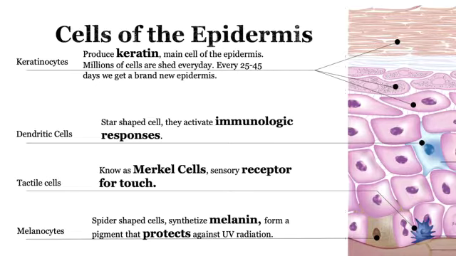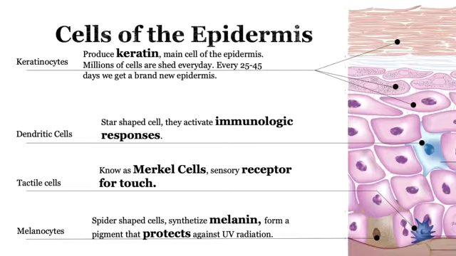Following these dendritic cells, we have tactile cells. This is what we call Merkel cells, or receptors for touch. So we have cells in our epidermis that allow us to feel sensations through the skin, and those are tactile cells.